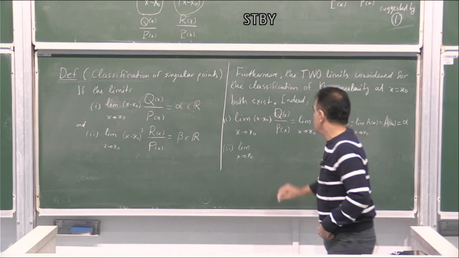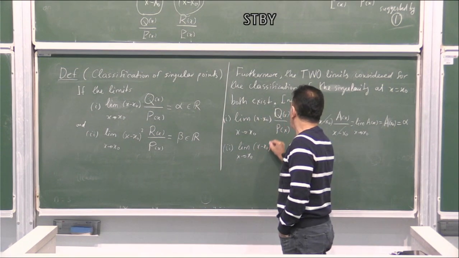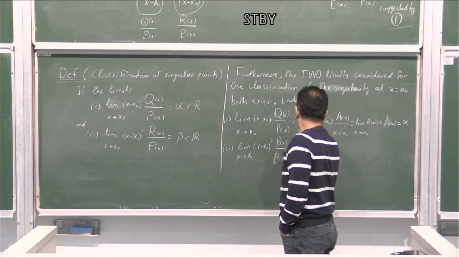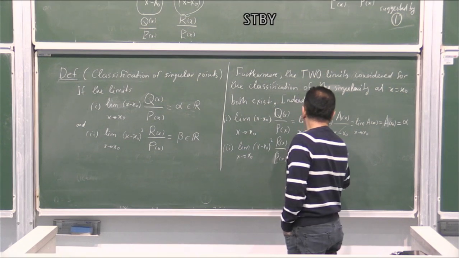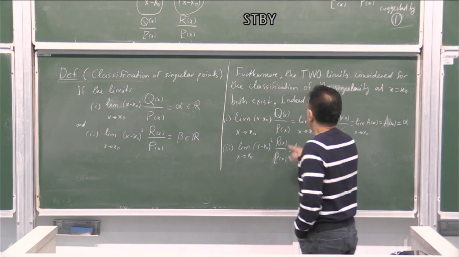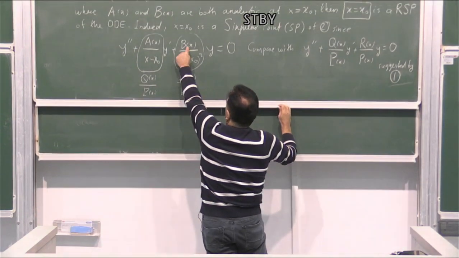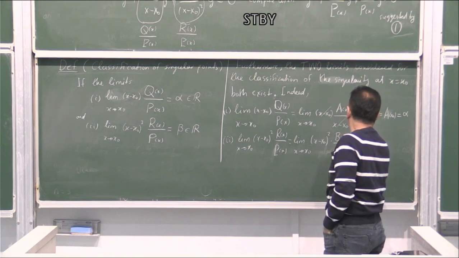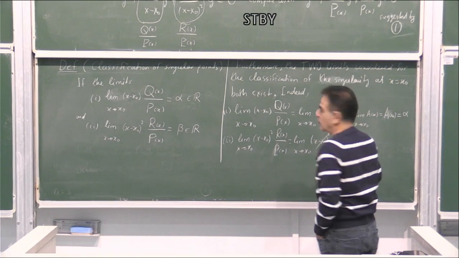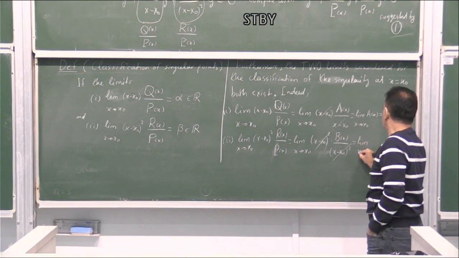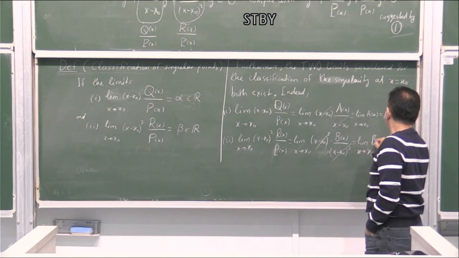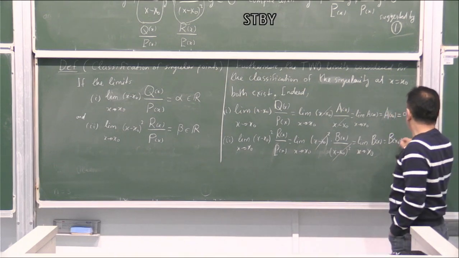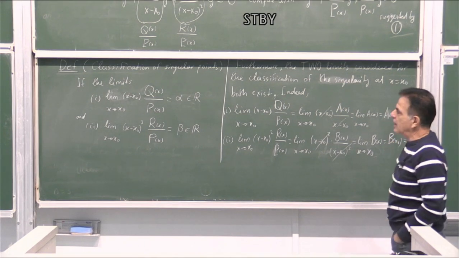This is the classification. So look, this limit of (x minus x0) squared r of x over p of x is nothing but b of x over (x minus x0) squared times (x minus x0) squared. Therefore, these factors cancel each other out, giving the limit as x goes to x0 of b of x, but b of x is analytic at x0, so b of x0. This is the value of the analytic function at x0, which may be regarded as beta.